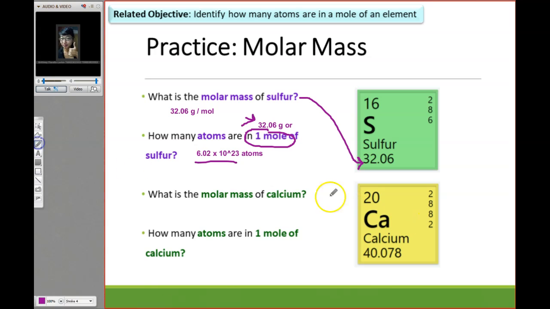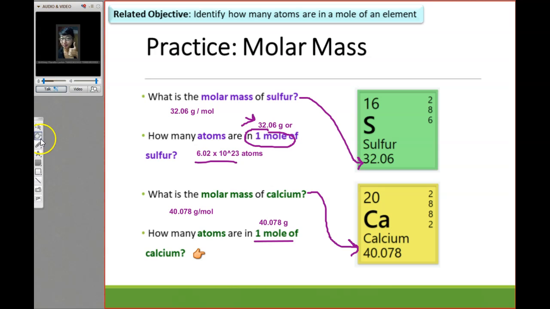Beautiful. Yes, molar mass of calcium. We take a look at that bottom number. Bottom number tells us mass. And so you are totally correct. This would be 40.078 grams per mole. Beautiful. And if we had 1 mole, which in this case weighs 40.078 grams, but it's still 1 mole. If we have 1 mole, then no matter what, 1 mole always means how many atoms?